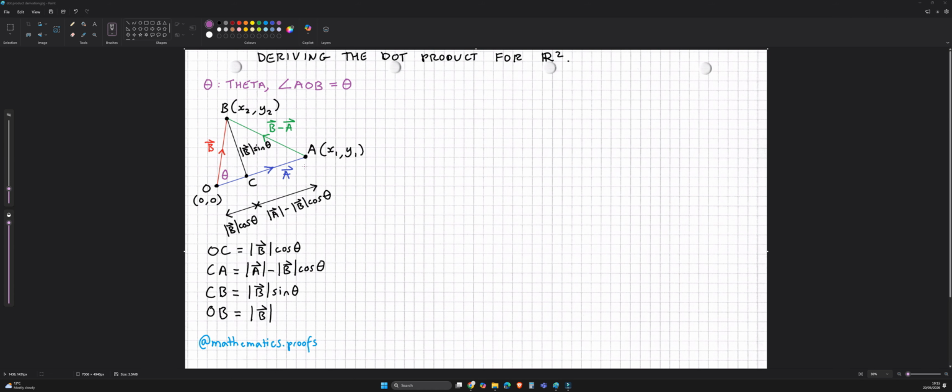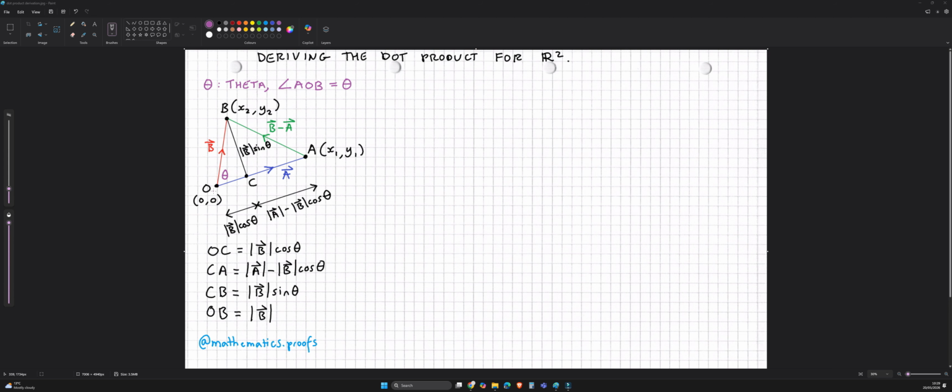Now the triangle OAB is a scalene triangle, and it can be broken down into two right-angled triangles. That is OCB and CAB. Okay, now if we look at this diagram carefully over here, we can see that the angle AOB is theta. OB has the magnitude of B, and that means the magnitude of OC is the magnitude of B cos theta, and the magnitude of CB is the magnitude of B sine theta.